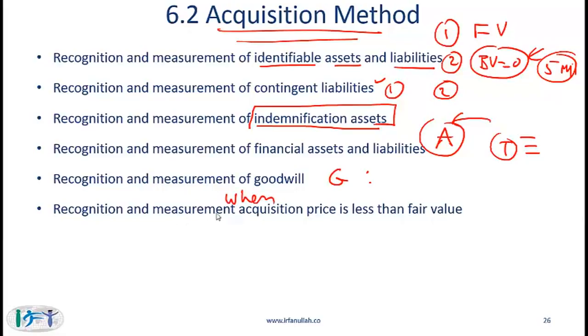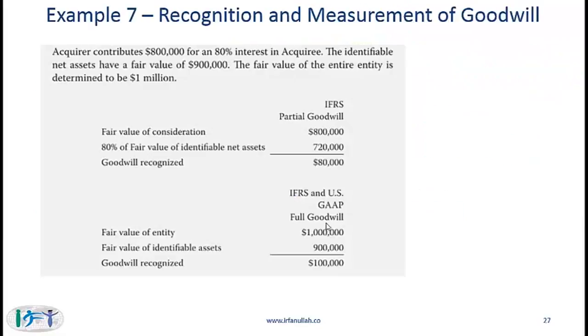Recognition and measurement when acquisition price is less than fair value. When this happens, then the purchase is considered a bargain purchase or a bargain transaction, and the difference between the acquisition price and the fair value is shown as a gain on the income statement.